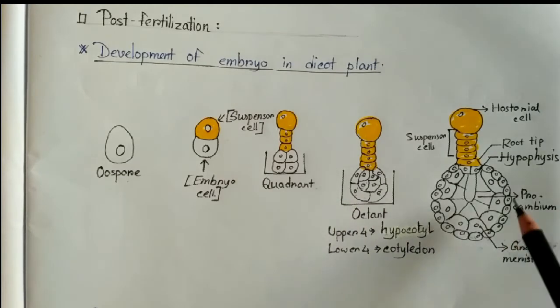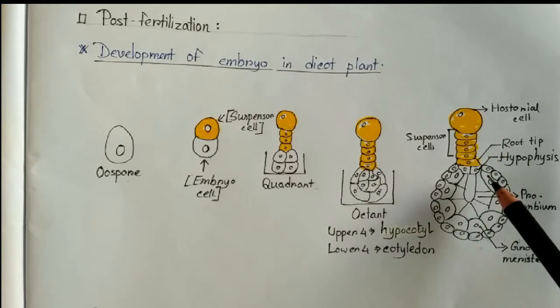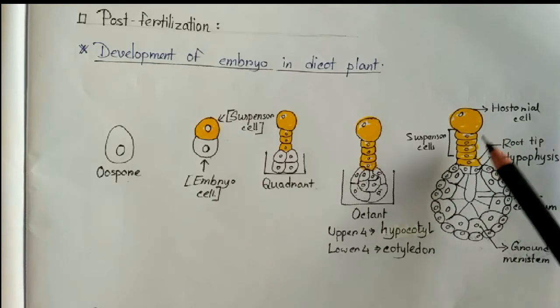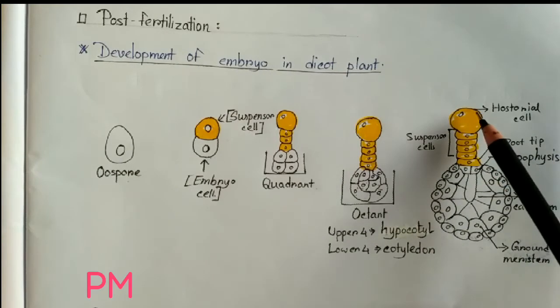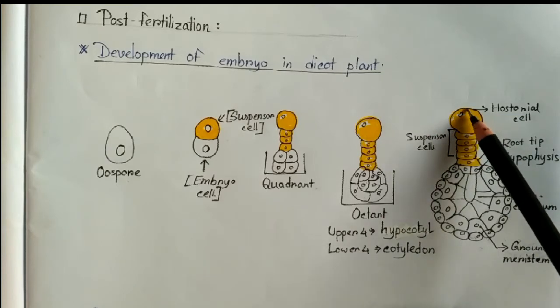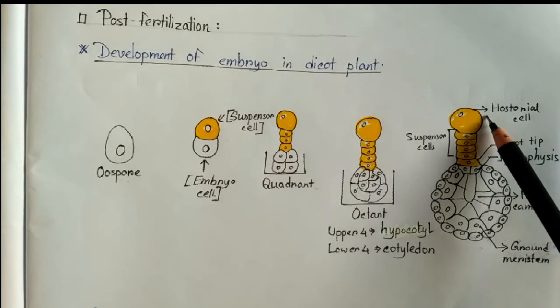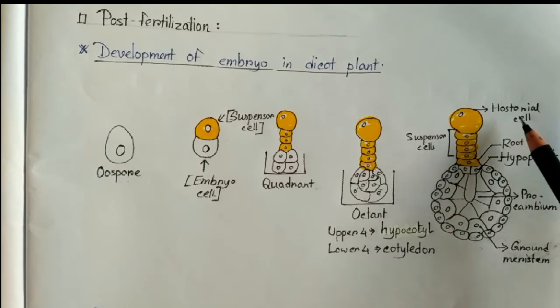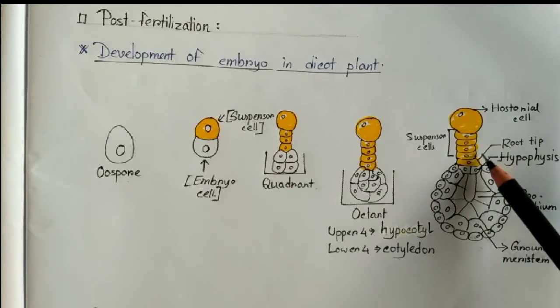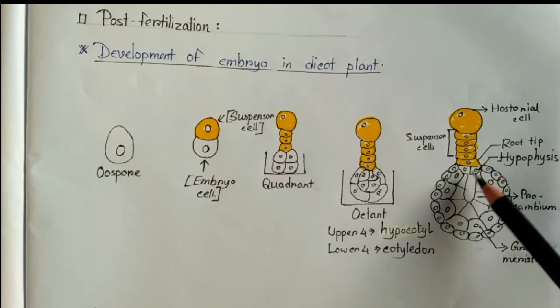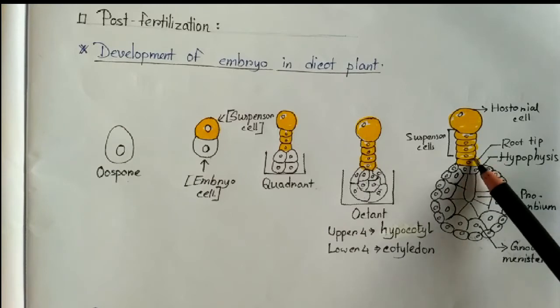After this, the structure is formed. Here the suspensor cell is in the same condition. The uppermost cell of the suspensor is known as the haustorial cell. I mentioned the function of the haustorial cell previously, that is helping the cells suck the nutritious juice from the ovary sac. The lowermost cell of the suspensor forms the root tip.